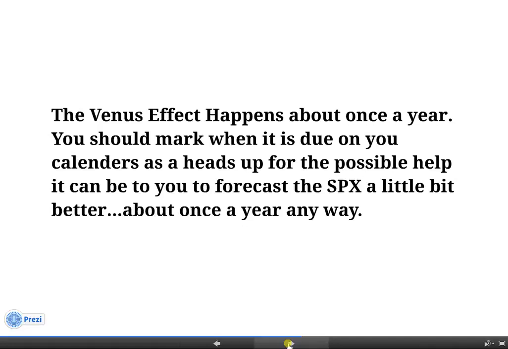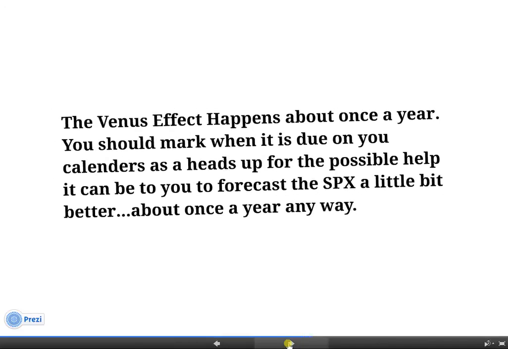The Venus effect happens about once a year, because geocentric Venus takes in the neighborhood of a year or so to go around the zodiac. So it's something to mark on your calendars and keep an eye on, because it can help you forecast the S&P a little bit better, maybe help your trading out hopefully. And it can give you a help at least once a year or so. It's one of the many different things that you can learn about and keep track of to help your forecasting.